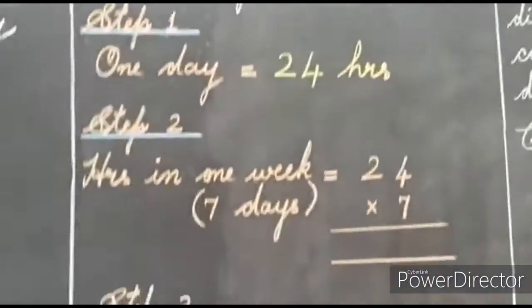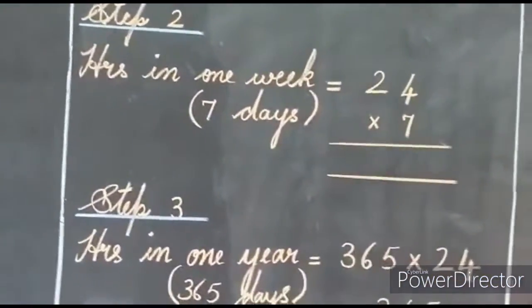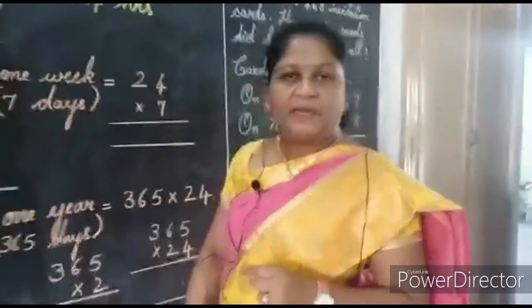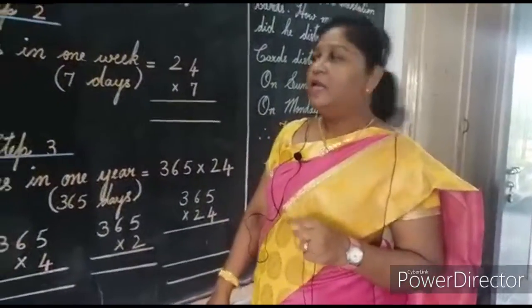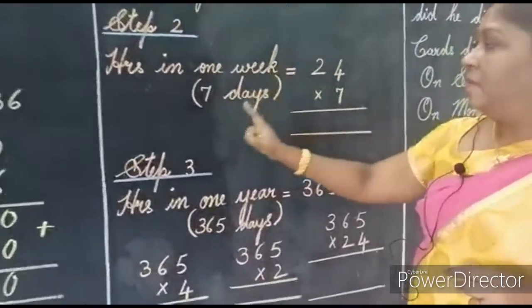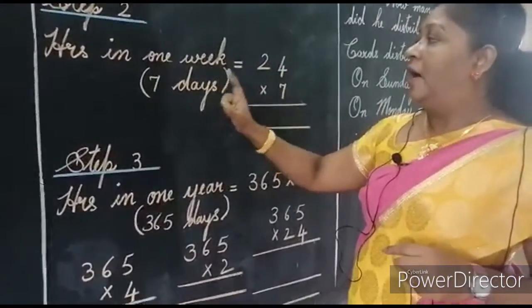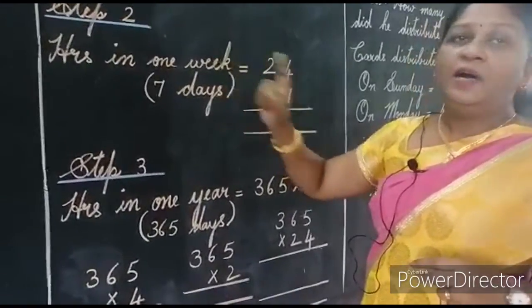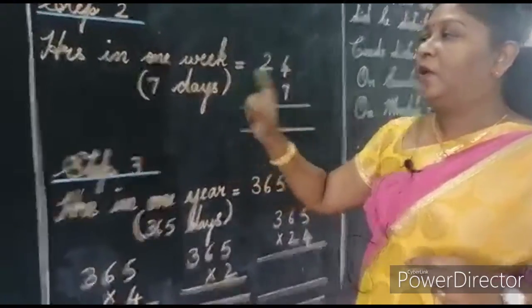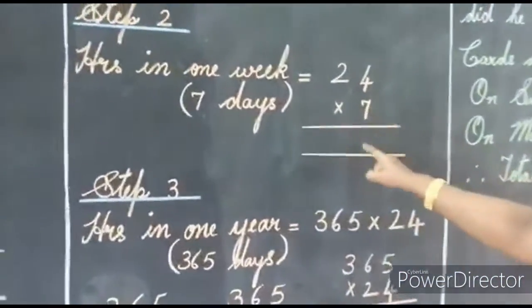HRS is enough. Step 2, hours in 1 week. 1 week has how many days? Sunday, Monday, Tuesday, Wednesday, Thursday, Friday, Saturday. 7 days. I have written clearly 7 days. It is not given, but you should know. You should be smart enough to find out the number of days in a week. So 7 days. 24 into 7.